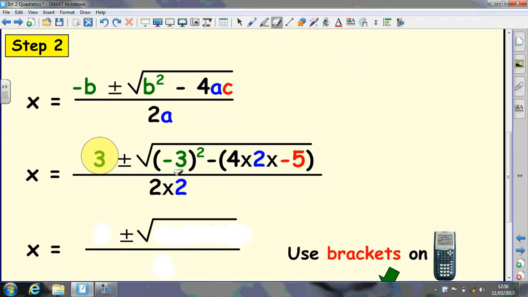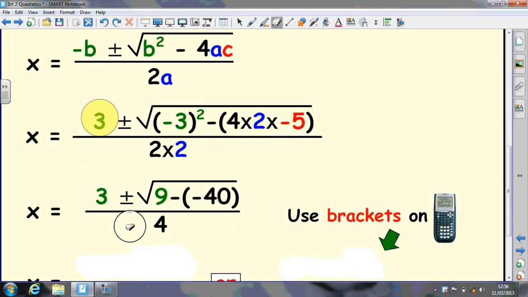Okay, next what we do is work out the negative 3 squared. Let's put the 3 down here. But negative 3 squared is negative 3 times negative 3, which is 9. Take away, and then work out the bracket part. Now that's 4 times 2, which is 8. And 8 multiplied by negative 5 is negative 40. All over 4.